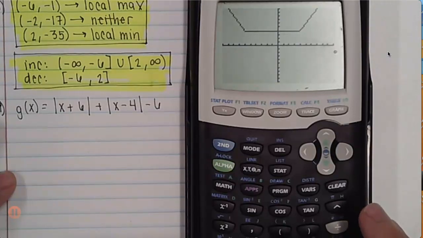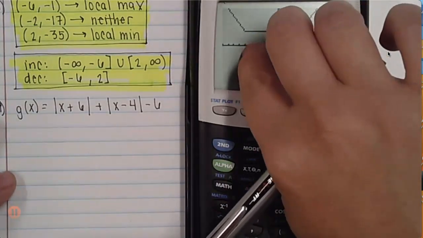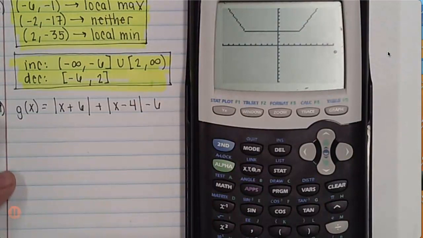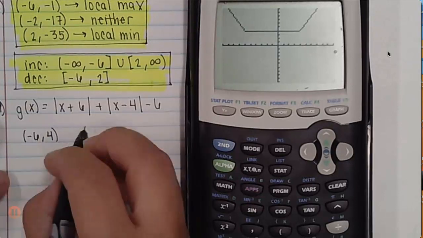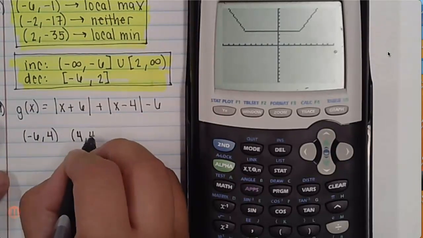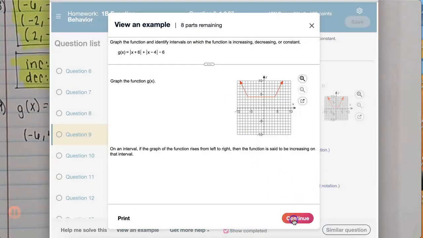All right, so it actually looks pretty clear that it is negative 6, 4, and positive 4, 4. If it wasn't clear, you could use trace and estimate. But this point, I'm pretty sure is negative 6, 4, and I'm pretty sure this point is positive 4, 4. And it appears that that's what it is here as well.